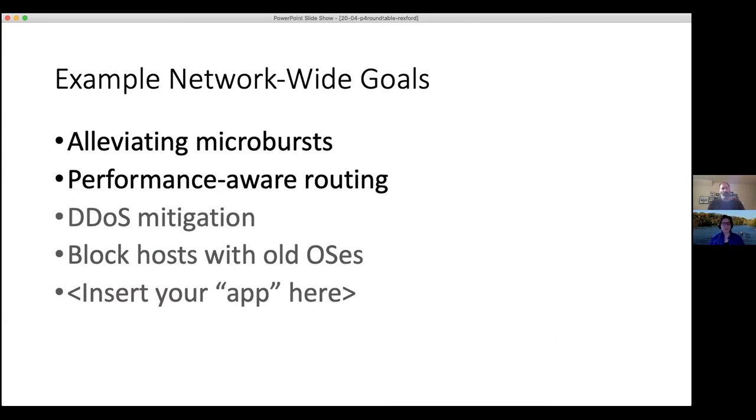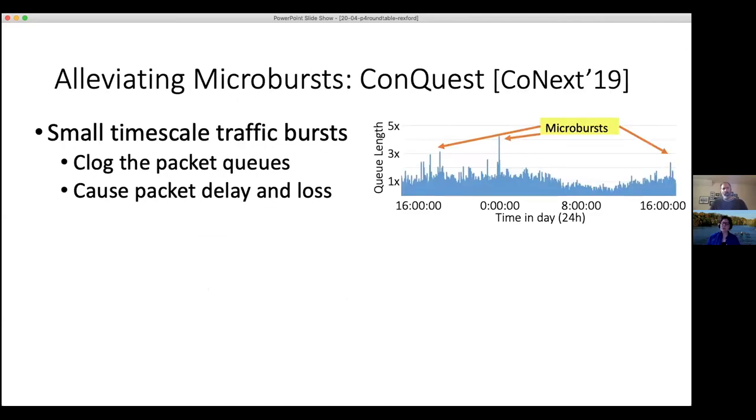But there are lots of other examples, particularly security applications like mitigating denial of service attacks or blocking hosts with old operating systems and more. So think of these as just two anecdotes in a larger journey towards having a more unified way of thinking about verified closed loop control. So starting with the work on microbursts.